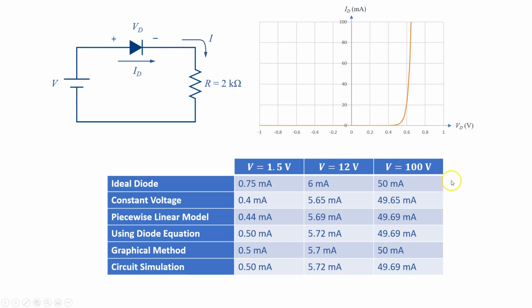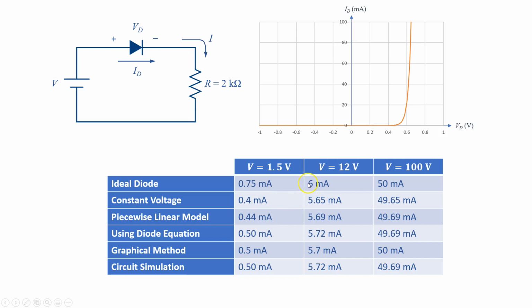As you can see, when the voltage is 100 volts, they are nearly the same. They are all about 50 milliamps. There is no big difference between these values. The difference actually is less than 1%. So when the voltage is very large, it doesn't matter which method we use. Any methods that we use will give you a precise answer.